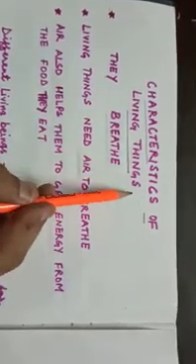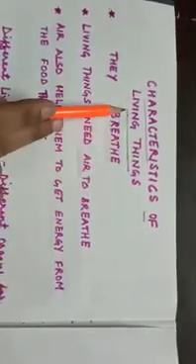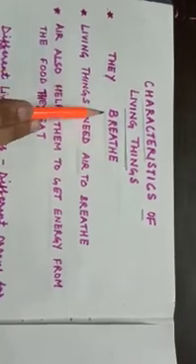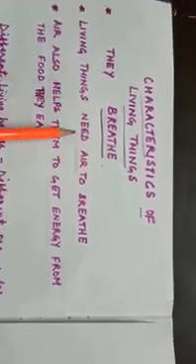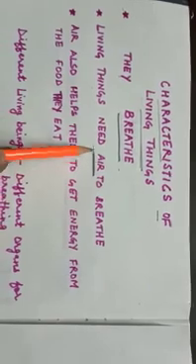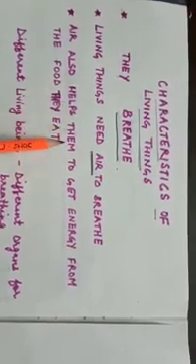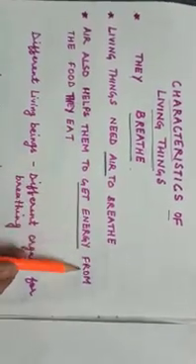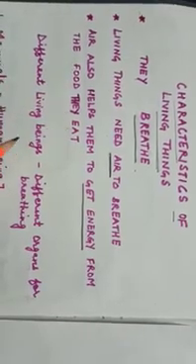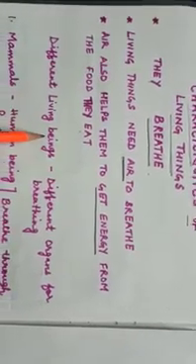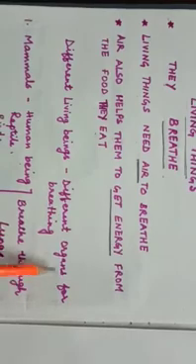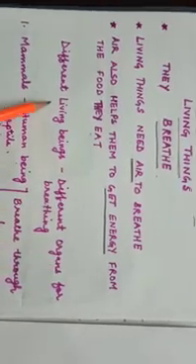Today, we are going to learn another characteristic of the living things, that is, they breathe. Living things need air to breathe. Air also helps them to get energy from the food they eat. Students, different living beings have different organs for breathing. To understand this in detail, let us first watch this video.